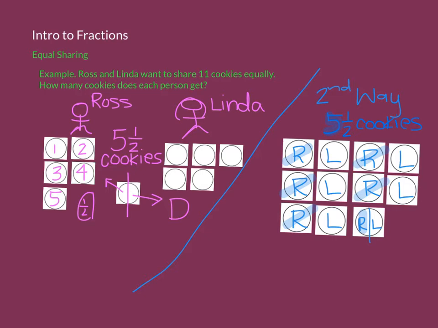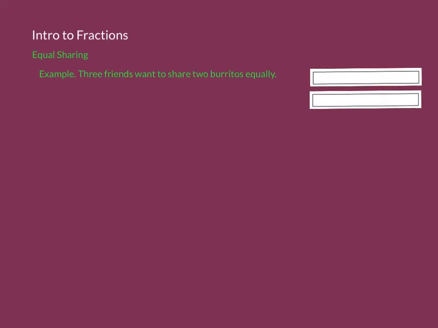Let's go ahead and look at one more equal sharing problem. This one's going to be a little bit different though, so pay attention while you are solving it. This example says 3 friends want to share 2 burritos equally. What question do you think I would ask my students to solve based on this situation? Take a minute and write down what question I should ask my students. What do you think?